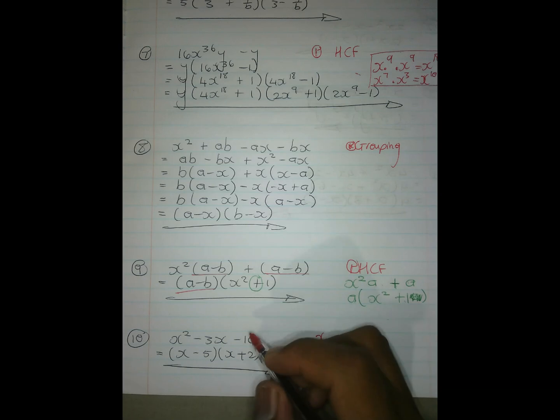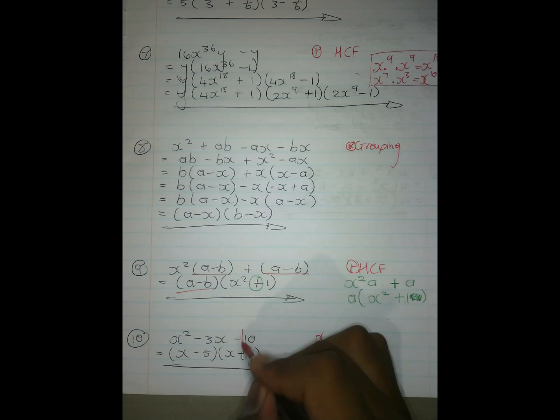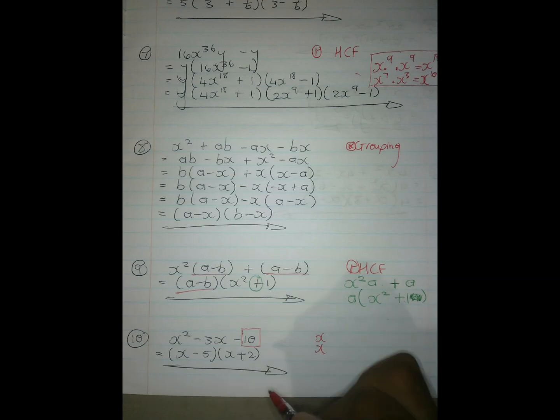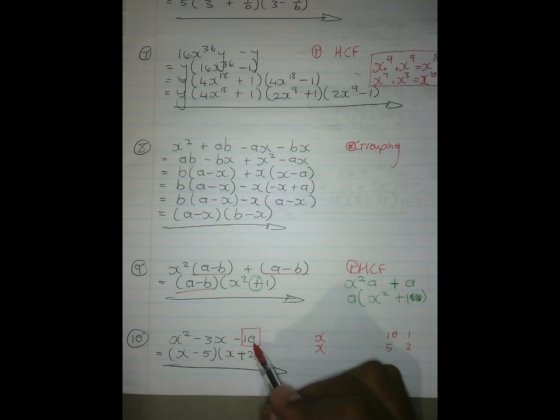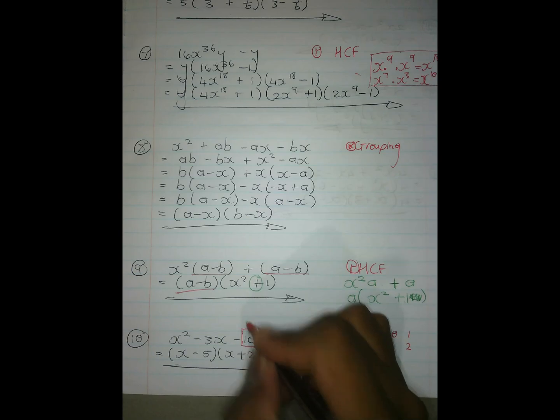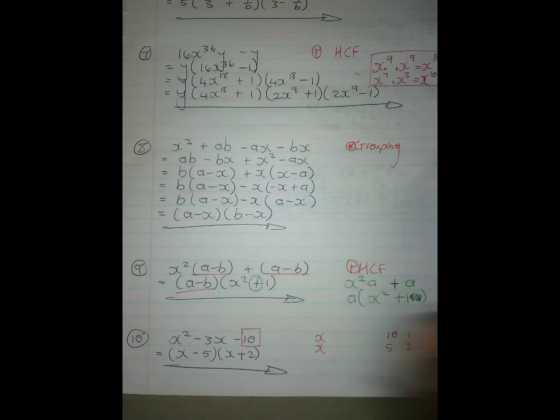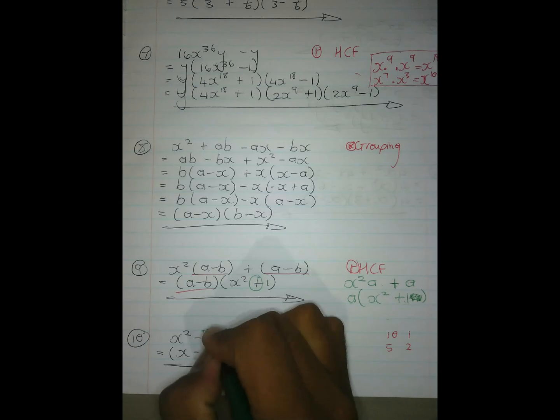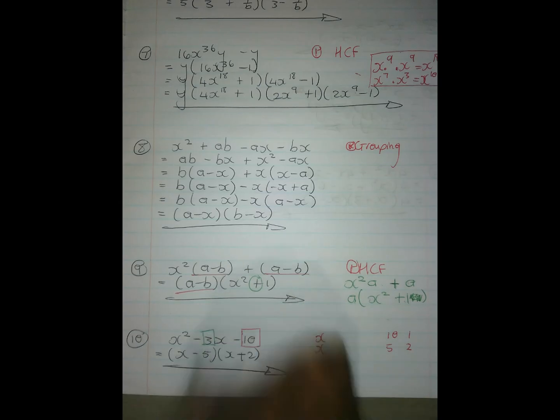I must look at this back number over here. This back number is a 10. So I must pick two numbers. I write down the factors of 10. What's going to give me 10 is a 10 and a 1, a 2 and a 5. And that is it. Alright? So I must pick any two numbers that when I multiply them together, they give me 10. And then when I add those two numbers together, they must give me 3.